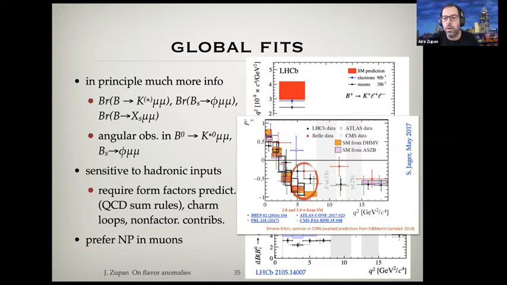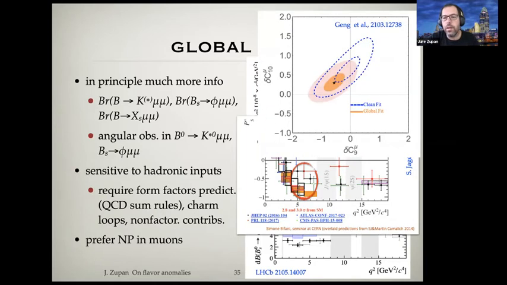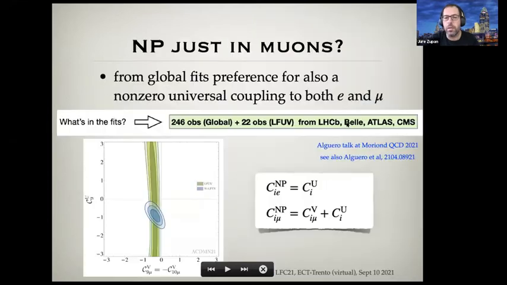Now, if you include all the nominal theory errors and do a global fit, you see that the clean fit, where you only use the clean observables, and the global fit, where you also include the so-called dirty observables, do point to the same region in this Wilson coefficient parameter space.